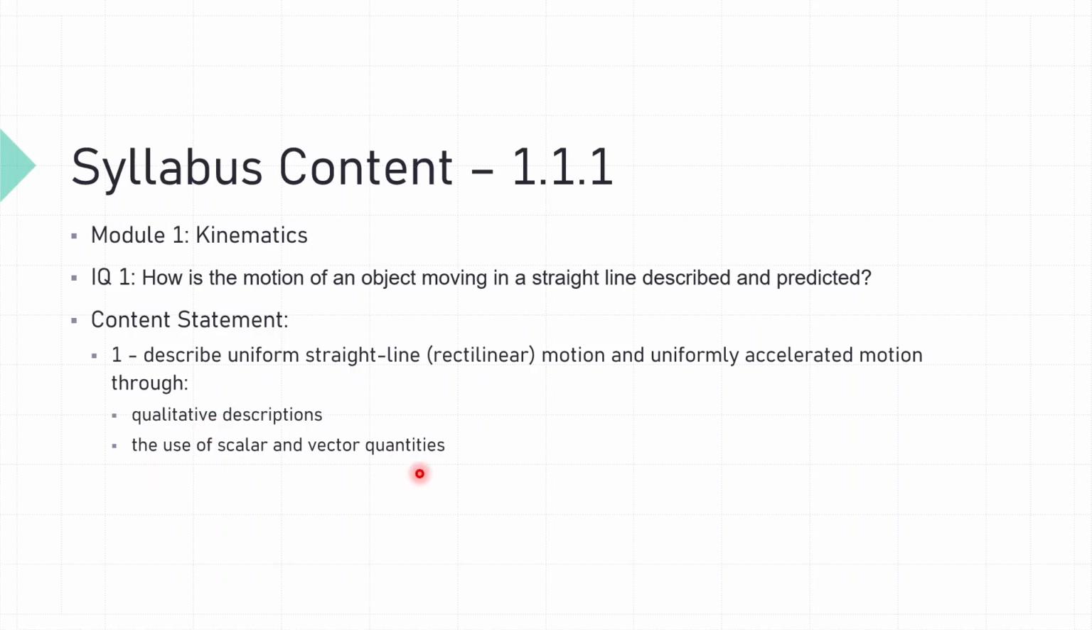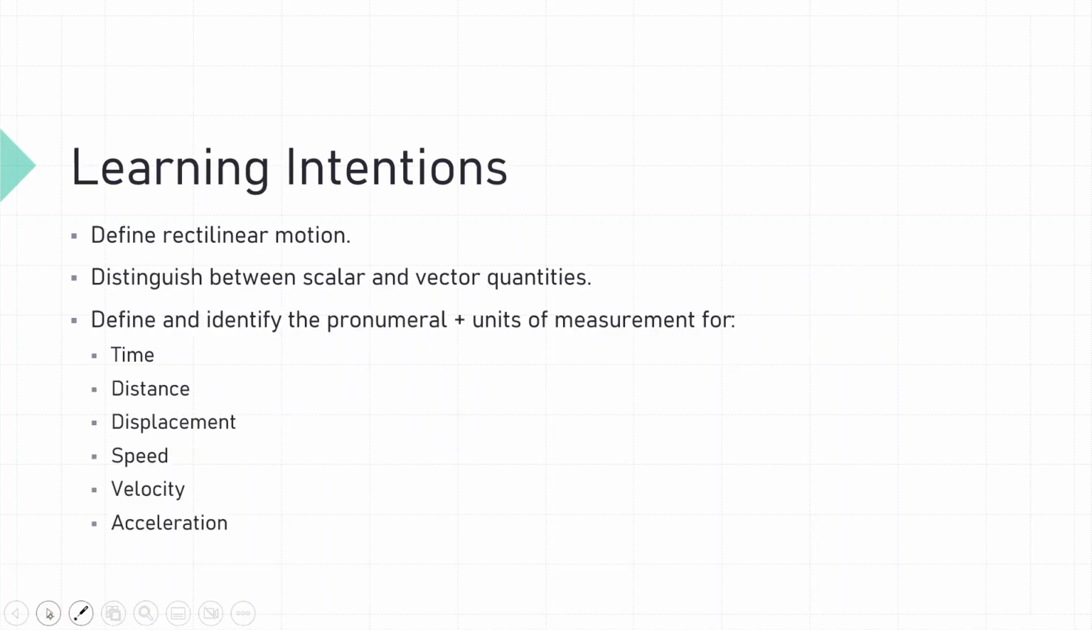scalar and vector quantities. We're going to come across those two words shortly, but notice that we have some qualitative ways of being able to describe motion and some quantitative ways of being able to describe motion. That's our focus for today. So we're going to be defining what rectilinear motion is. I just read that a second ago, might not have heard that word before. Look at scalar and vector quantities as well, and what the differences are between them. Then define and identify the pronumeral and units of measurement for a bunch of different types of measurements that we take for kinematics, and that is time, distance, displacement, speed, velocity, and acceleration.